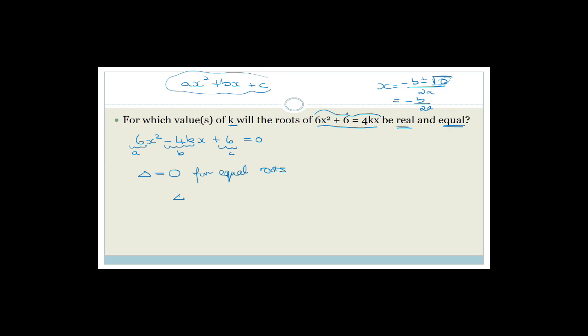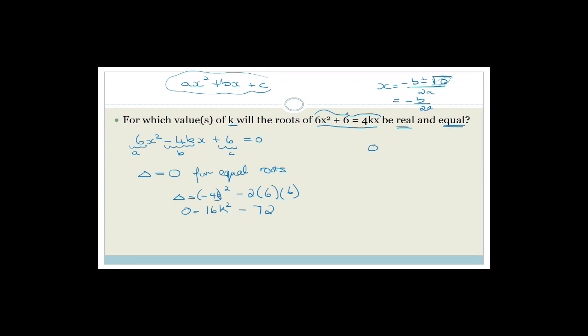So let's find what delta is. Delta is equal to b squared, which is going to be minus 4 all squared, minus 4 times the first term which is 6, and the third term which is 6 as well. And I've made a mistake, I've left out my k. Because what are we doing? We're solving for k, we're finding out what value of k works, okay? So this becomes minus times minus to plus, it becomes 16k squared, minus 6 times 6 is 36, times 2 is 72. And this has got to equal 0. We're trying to find out for which values of k this will work. Okay, so now we're solving for k.